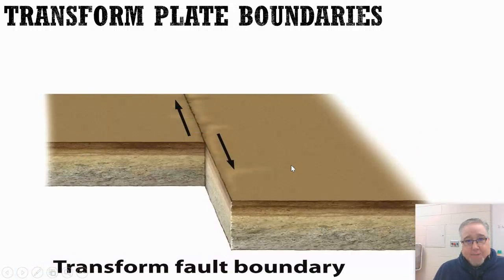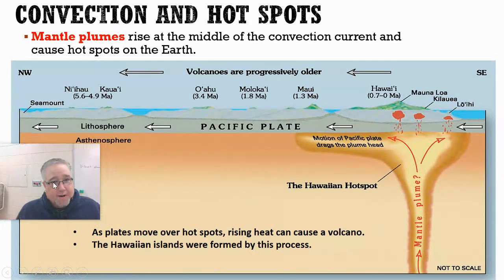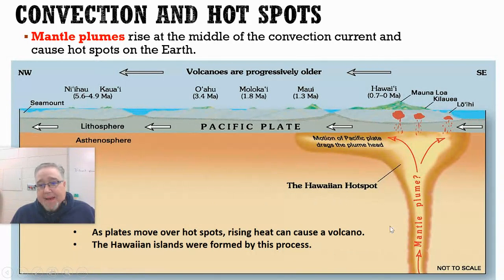This is called a hot spot. Oops. A hot spot, I'm going to move myself over here. A hot spot is basically an area underneath the ocean, or I guess it could be on land as well, but it's an area where magma can rise and reach the surface. We call that a mantle plume. It's basically also known as a hot spot.